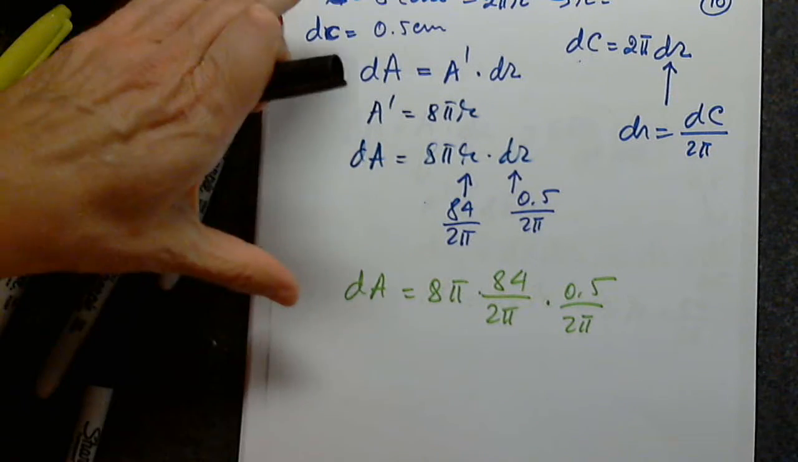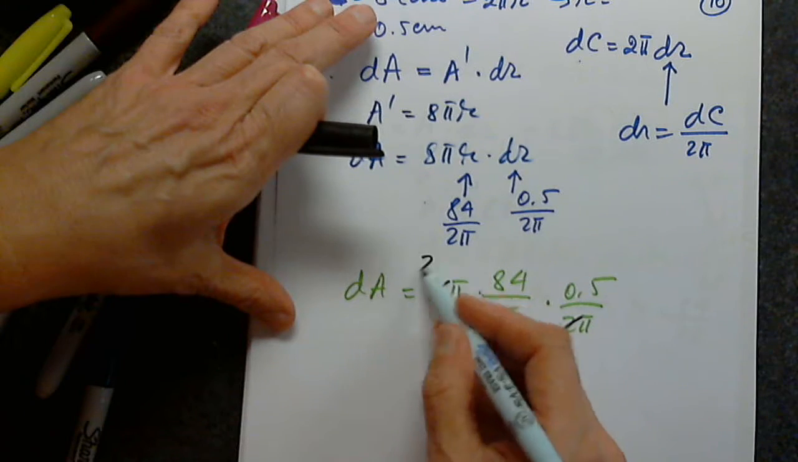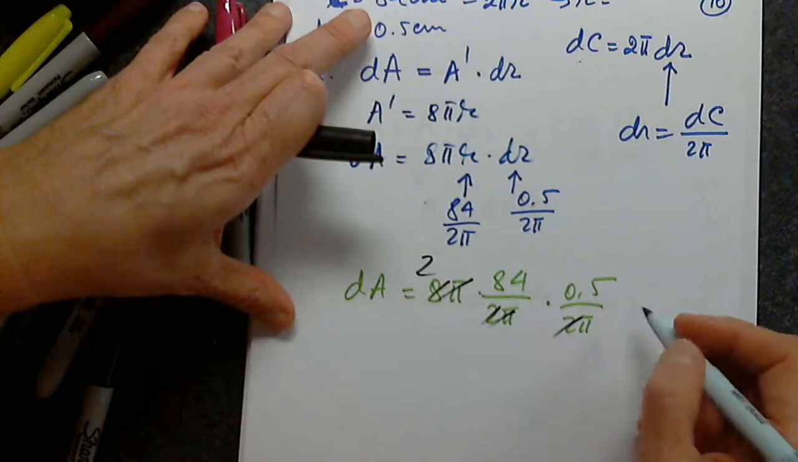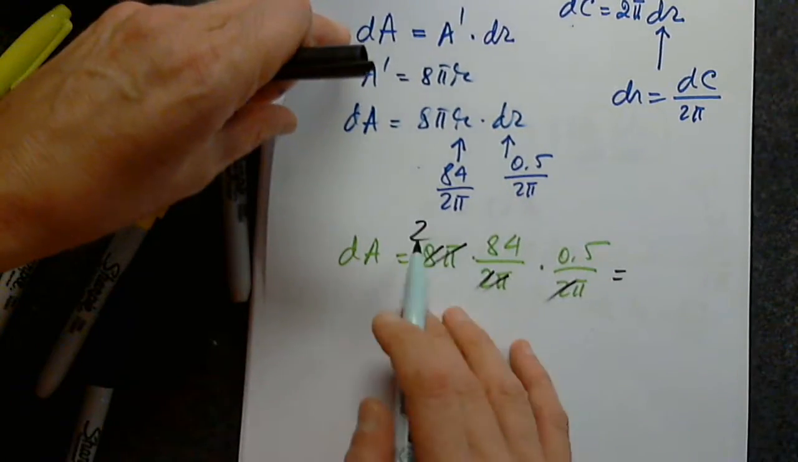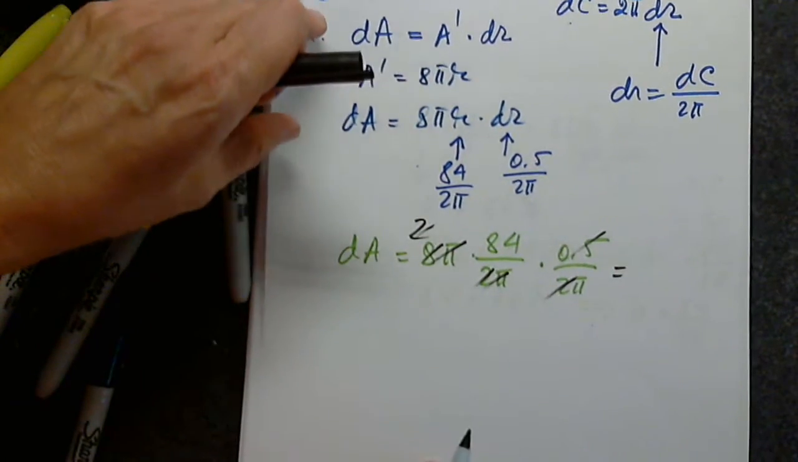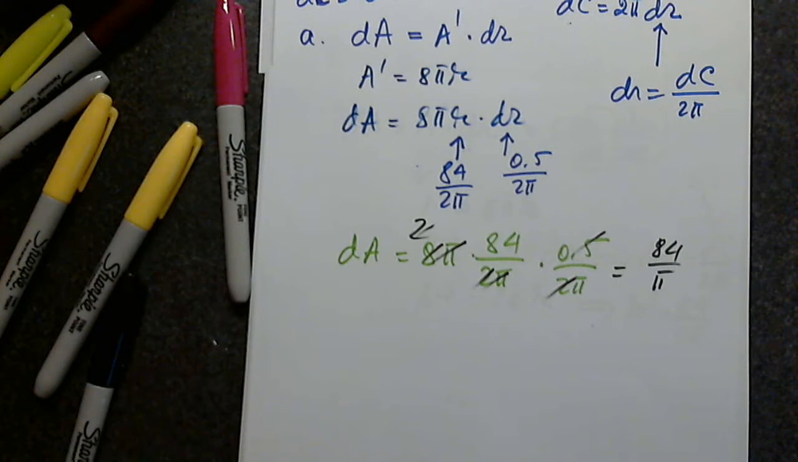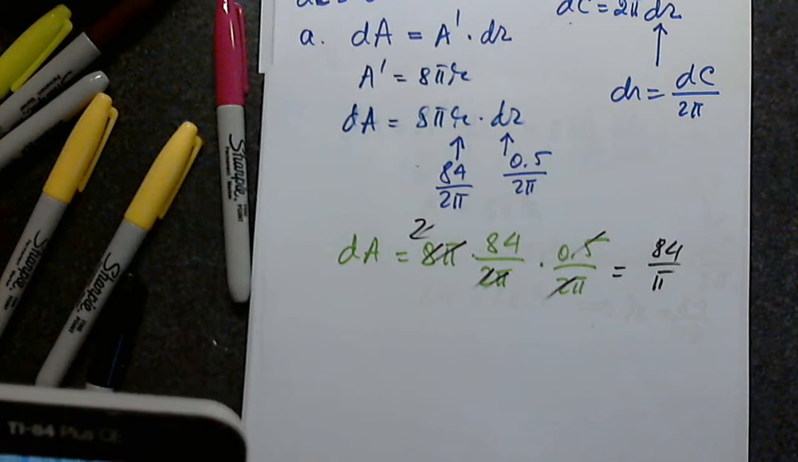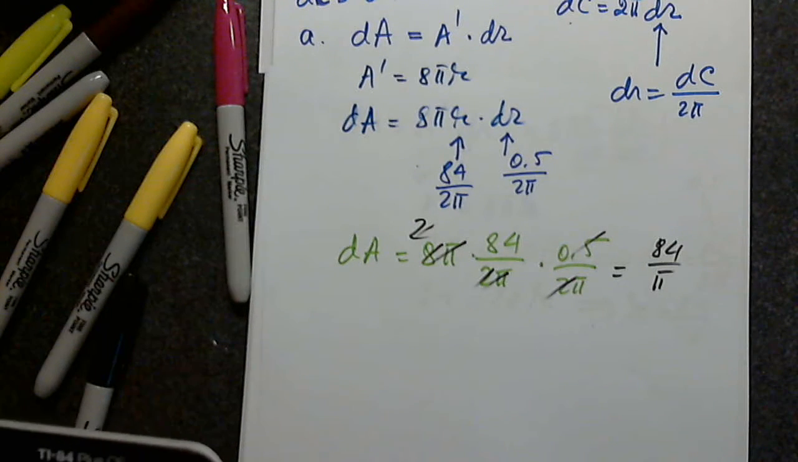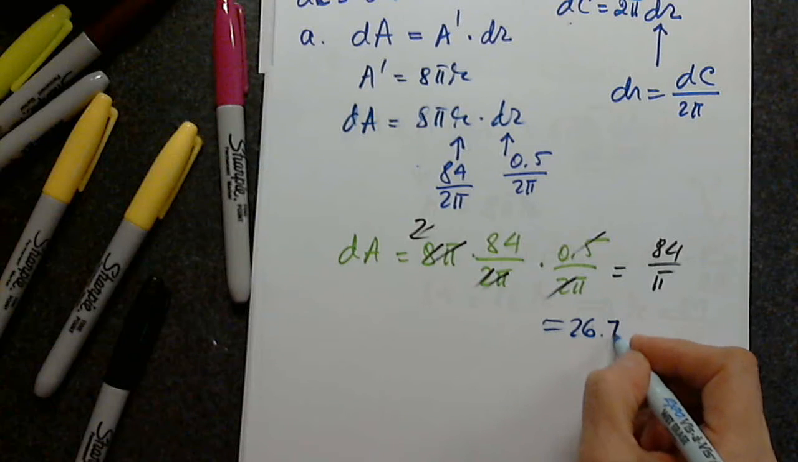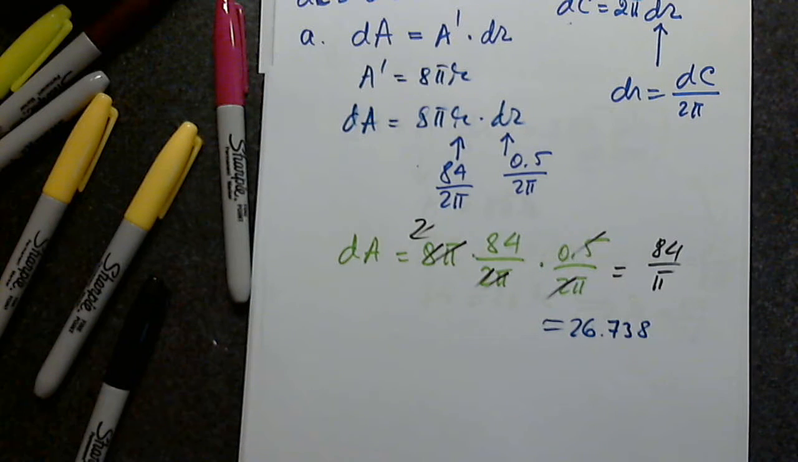So I will simplify before I do anything. So 2 and 2, and there is a 2 here, so that's 4 divided by 4. These two go away. So then I will have 2 times 1/2 is 1. So the whole thing is 84 over pi. So I will divide 84 by pi. 84 divided by pi. And I get 26.738. 26.738 measurement unit.